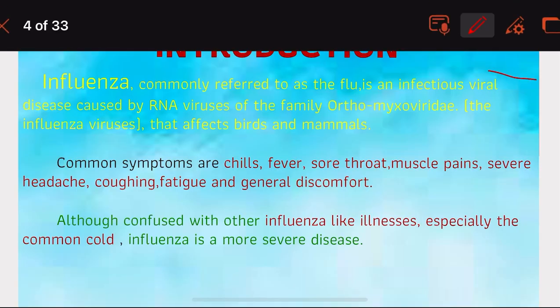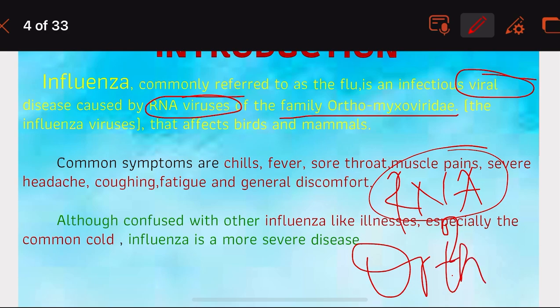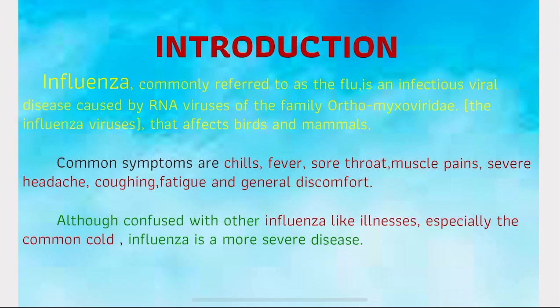It is a viral disease caused by an RNA virus belonging to the family Orthomyxoviridae. So this RNA virus comes from what family? The Orthomyxoviridae family. The influenza viruses affect birds and mammals. So these viruses from the Orthomyxoviridae family are affecting the birds and the mammals.